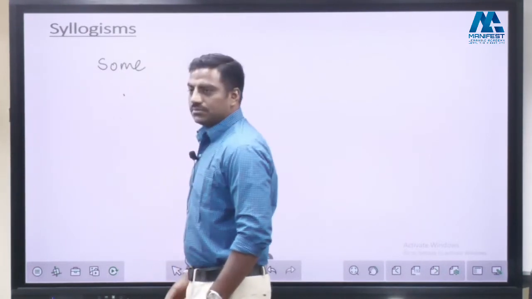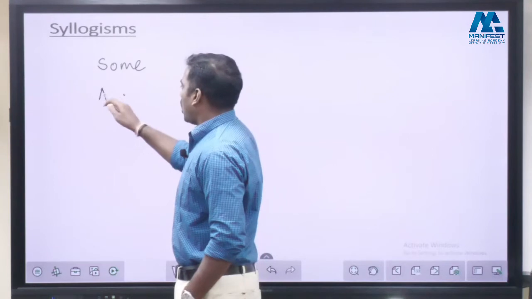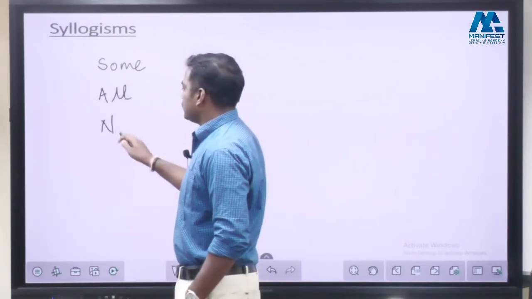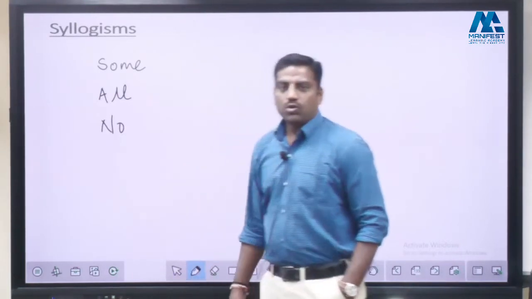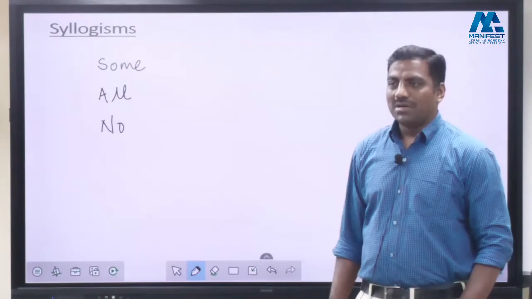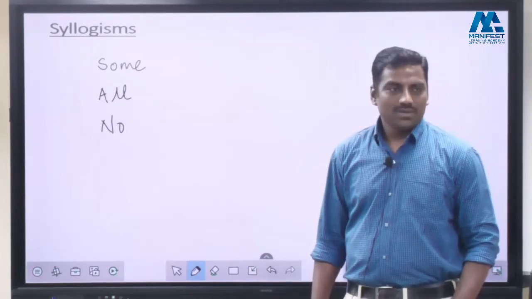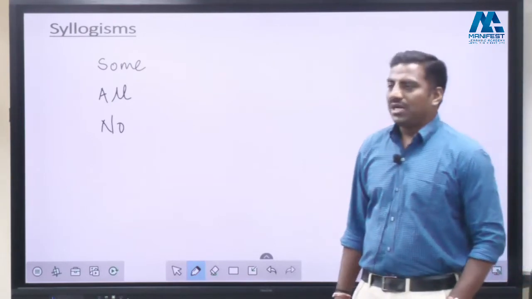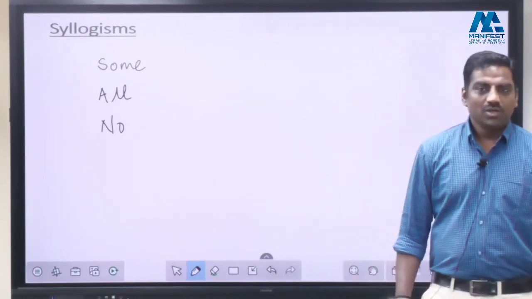First one is some. Next one is all. And next one is no. When no comes, life is very simple. But when all and some come, it becomes complicated. Okay? And after learning the chapter name as syllogisms, you have to do the solution also.